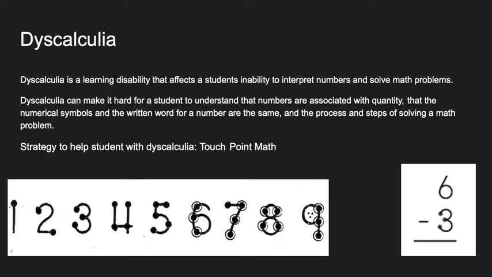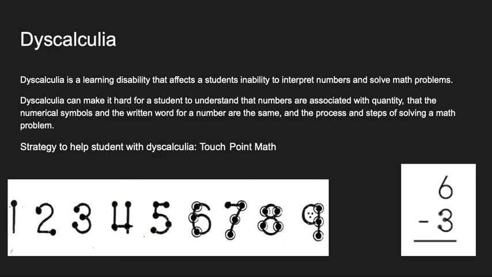One concrete instructional strategy for helping a student with dyscalculia is the use of touchpoint math. Touchpoint math is a system that assigns an amount of points to a number that represents the quantity of that number. Utilizing touchpoint math allows a type of kinesthetic action that helps a student better understand quantities and the process of a problem.